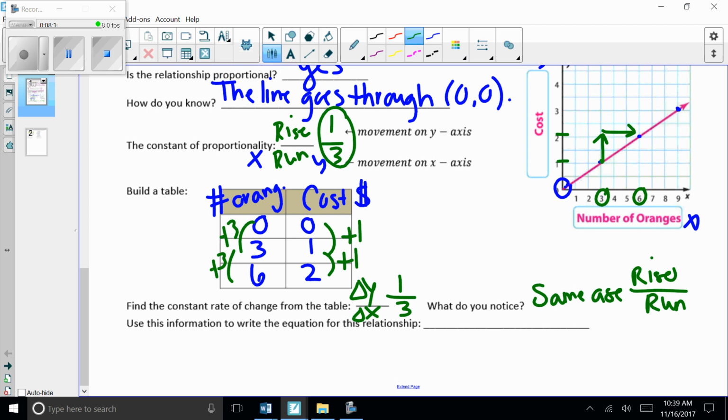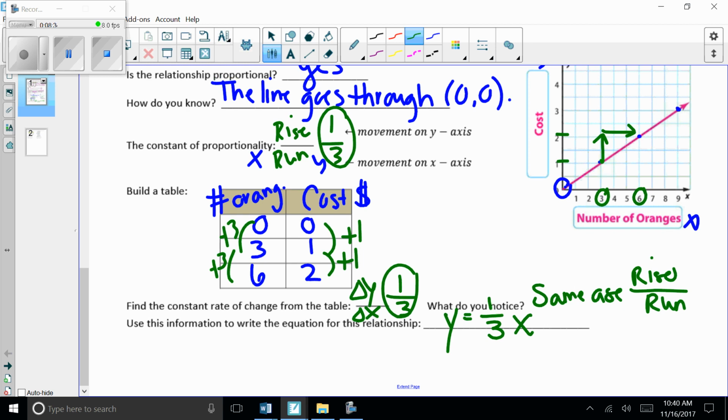So what information can we use to write the equation for this relationship? Well, if both of my rates of change are 1/3, also called rise over run, also called constant of proportionality, also called K, then we know that we're going to take that 1/3 and connect it to my X in my equation. So my equation becomes Y equals 1/3 X.